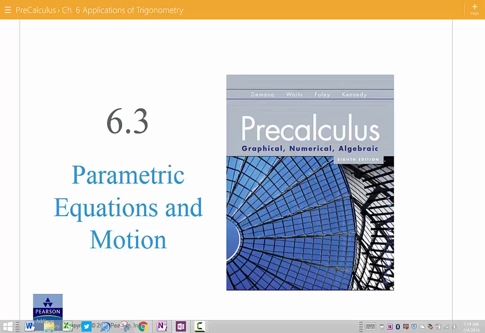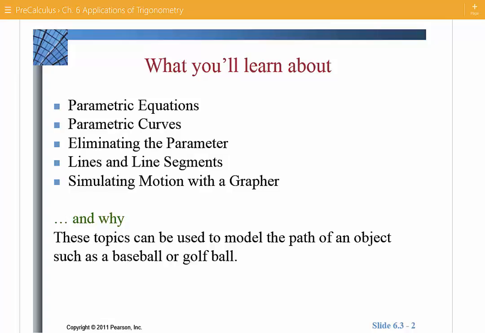Okay, 6.3 is parametric equations and motion. You're going to learn about parametric equations, parametric curves. We'll eliminate a parameter, put things into y equals x function notation. We'll do lines and line segments, and we'll simulate motion on the calculator as well.